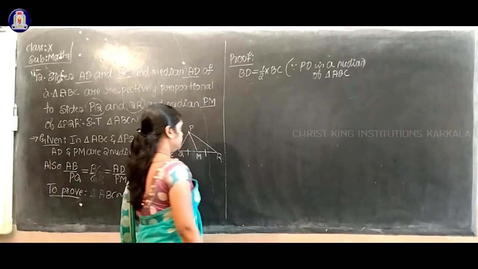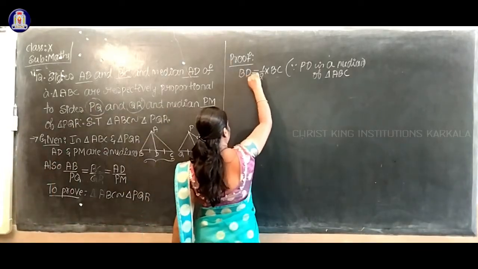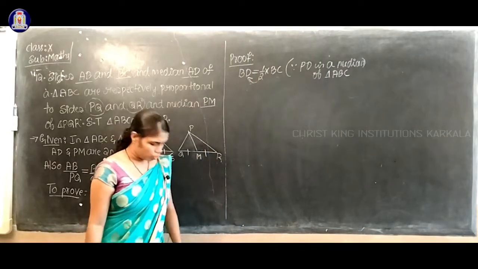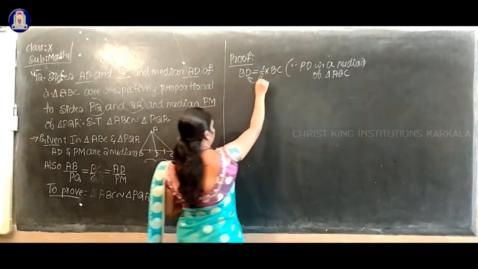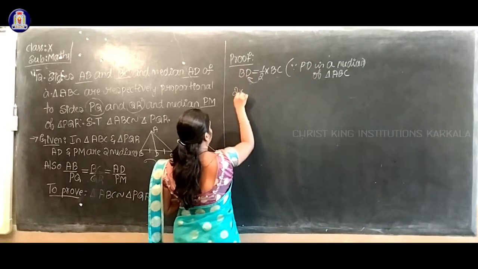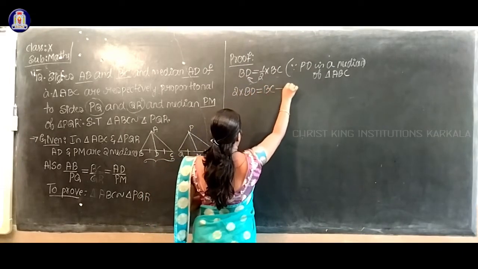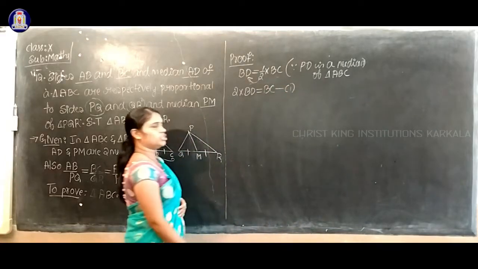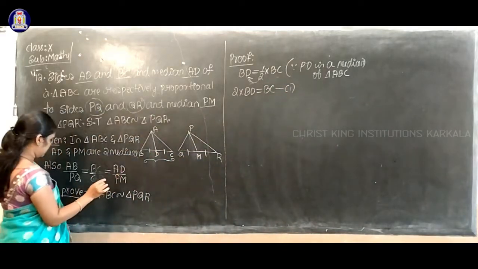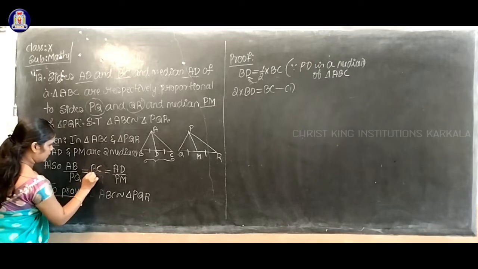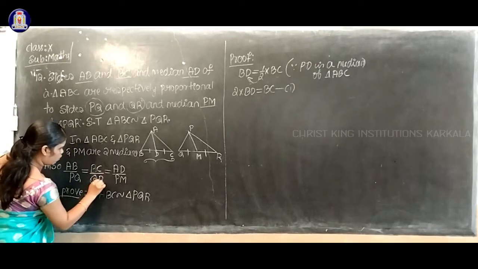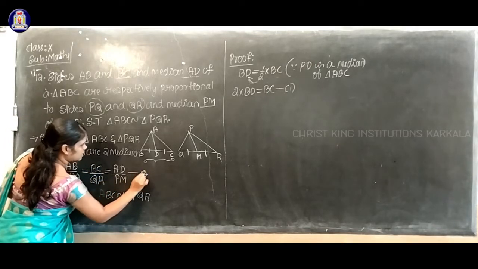Now this 2 will multiply with BD. If you multiply this 2 with BD, you will get 2 into BD equal to BC. I'll consider it as equation number 1. This is the ratio BC by QR, which is the star.